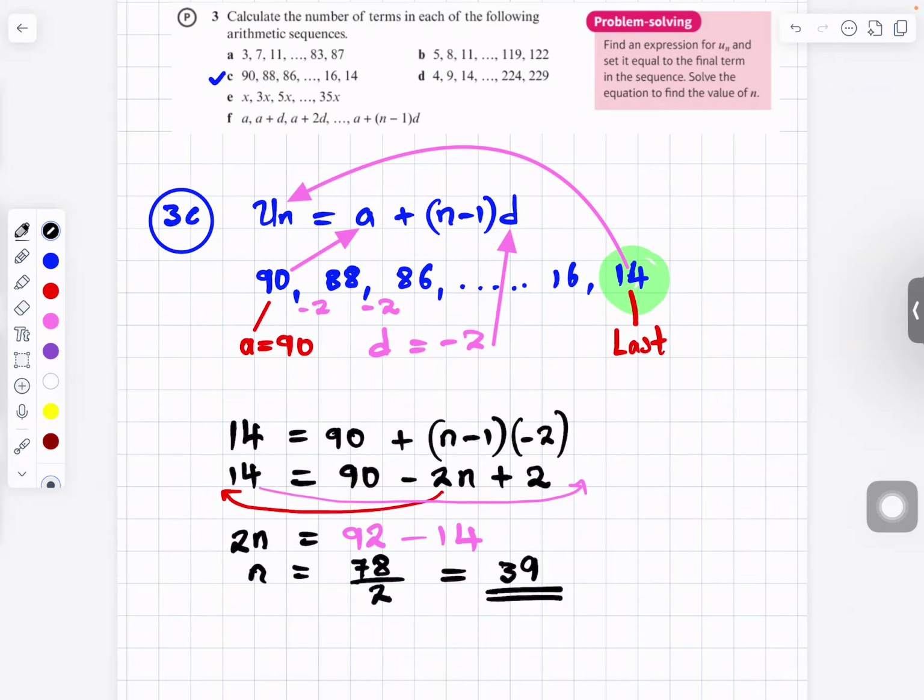So there are 39 terms if you count them. So this 14 would be the 39th term. So there are 39 terms in that sequence. Does that help? Thank you.